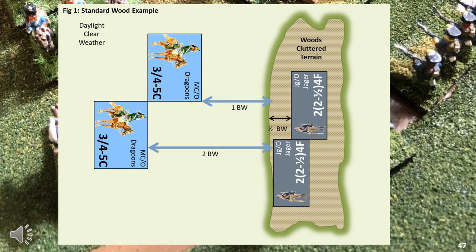In this example, it's daylight, clear weather, so elements can see any other elements within 10 base widths, as long as the line of sight is not blocked. To observe the top Yaga, the line of sight traverses less than half a base width of standard cluttered terrain, which means the line of sight is not blocked. In this case, the Yaga element can be observed and can observe the enemy dragoons. The bottom Yaga is within half a base width of the edge of the woods, so it can be observed and can observe out of the woods without any problems with terrain blocking LOS.